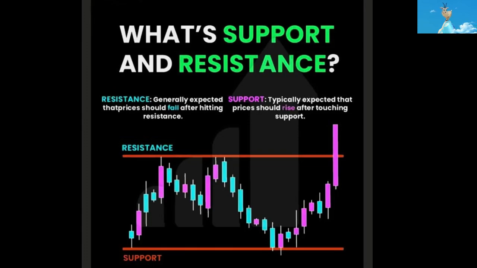This is the floor where the buying demand is strong enough to stop it from sliding down further. All right. Now, resistance is quite the opposite.